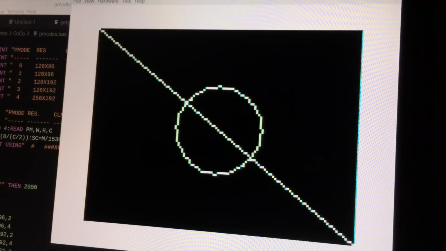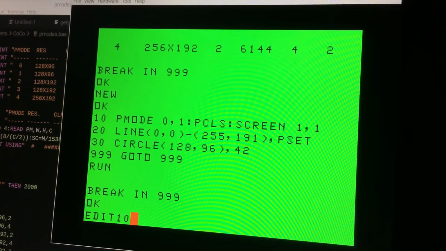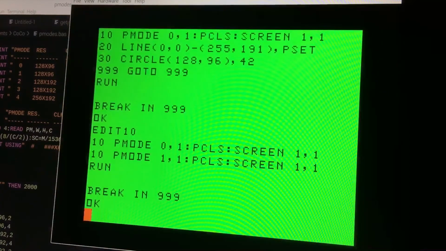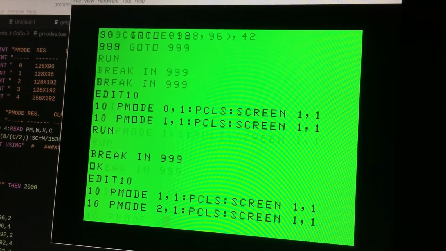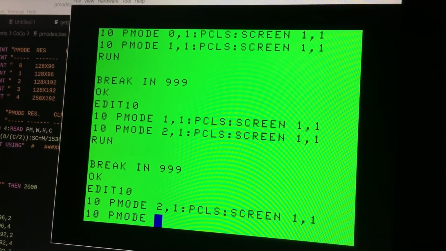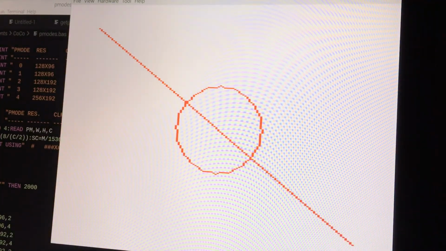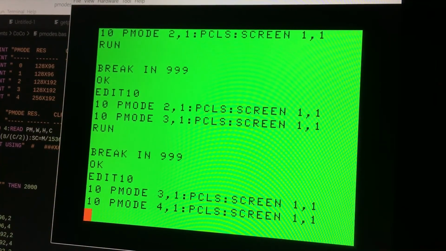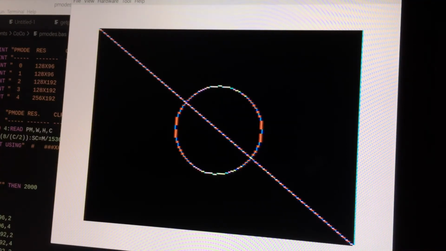In P-Mode 0, you got this. In P-Mode 1, you got this. In P-Mode 2, you got this. P-Mode 3 is that. And finally, P-Mode 4, which was the highest resolution, you got that. So your drawing system was always 0,0 at the top left, and it went 255 at the top right and 191 for the bottom.